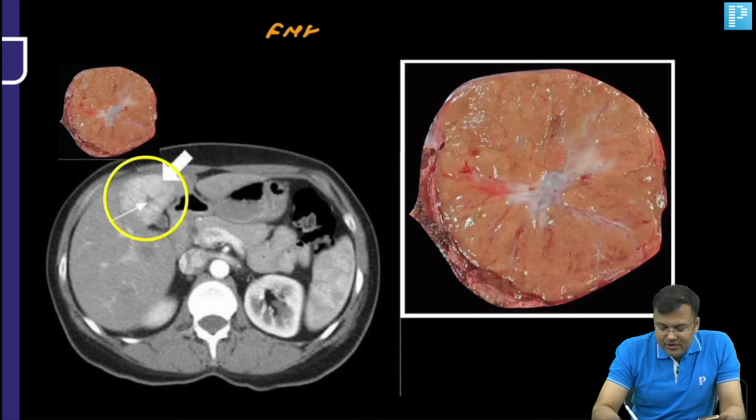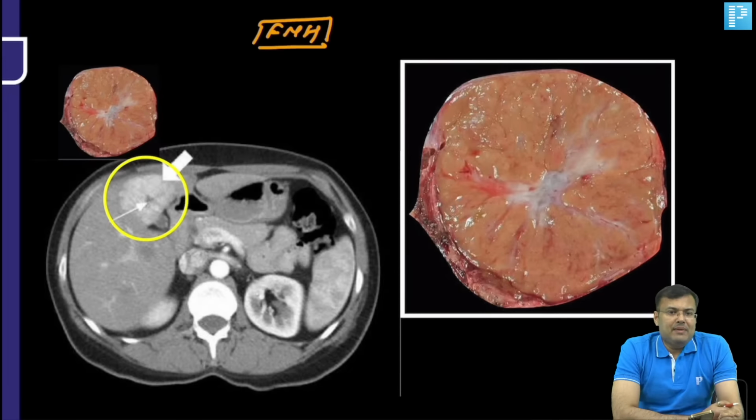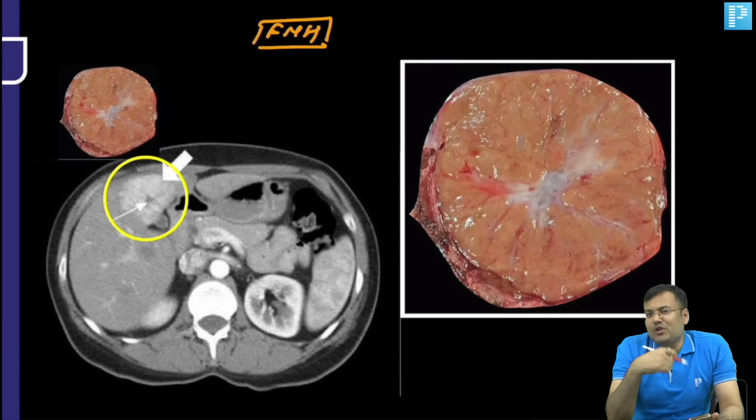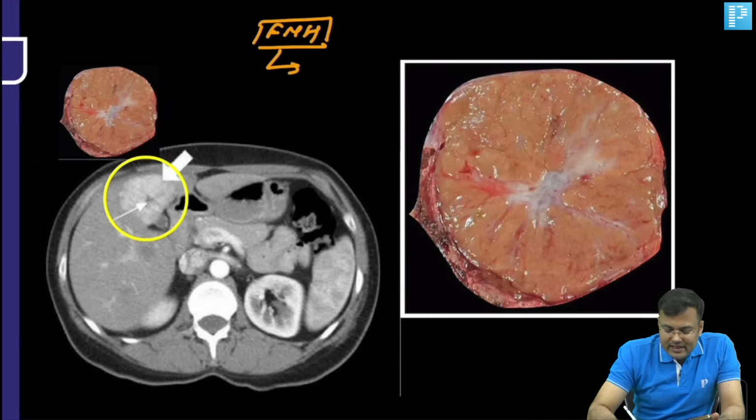Question for all of you, is it a benign tumor or malignant tumor? Focal nodular hyperplasia, benign or malignant? It is the second most common benign tumor of the liver. Can you tell me what is the most common benign tumor of liver? Easiest question. Hemangioma, and this is the second most common.